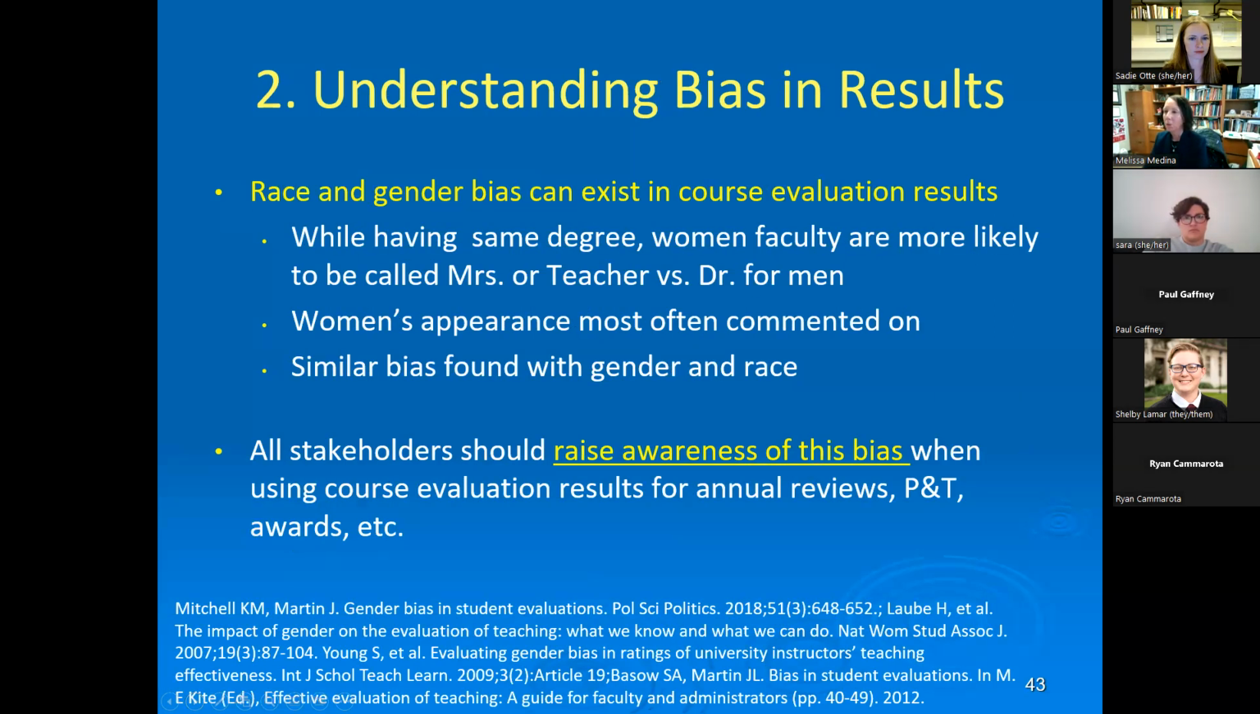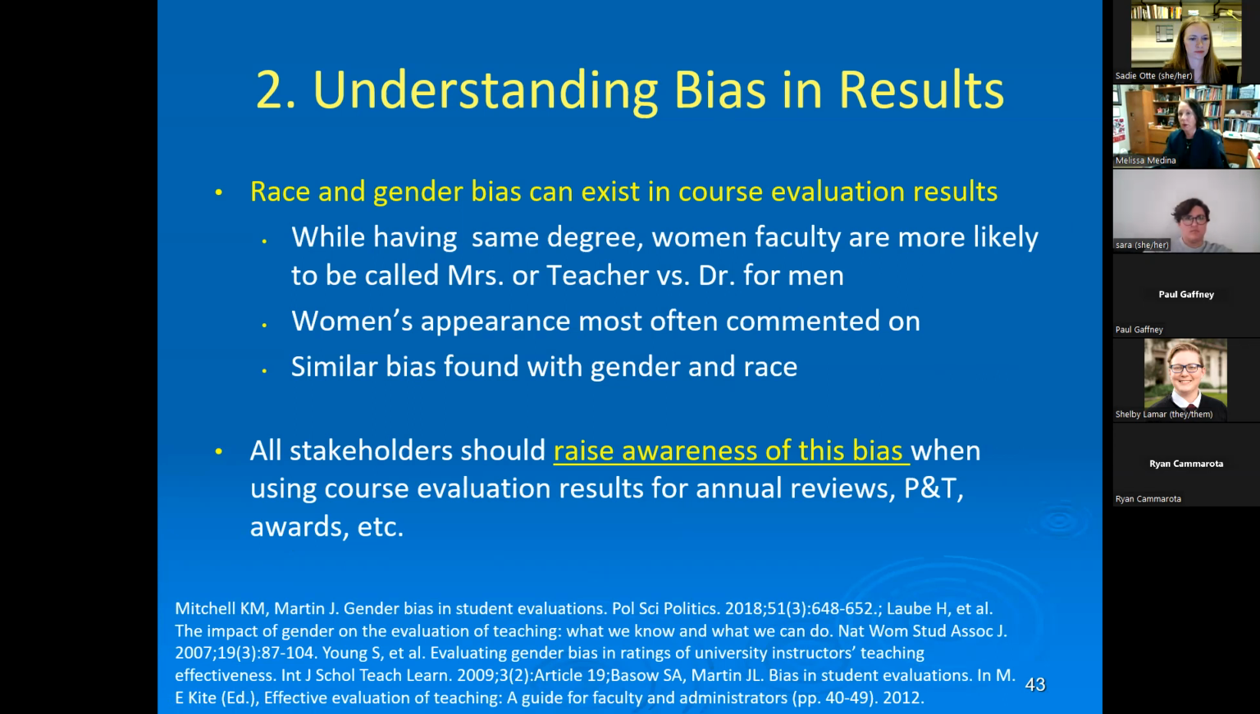Now, as was brought up earlier, we want to think about the idea that there can be bias in the course evaluation results. There is plenty of literature I have listed at the bottom of this particular slide for you that has documented bias in research related to gender and to race, just as an example. Now, some of the things that you will see bias play itself out in your course evaluation results is that women are more likely to be called Mrs.